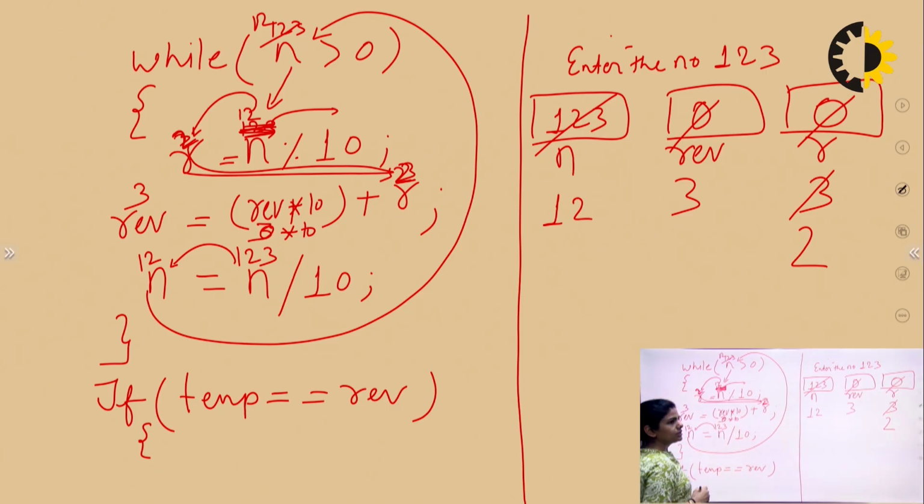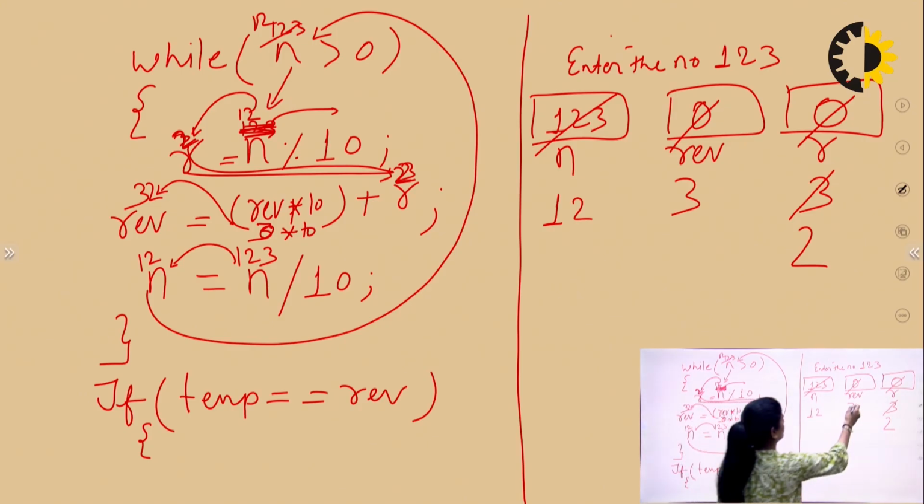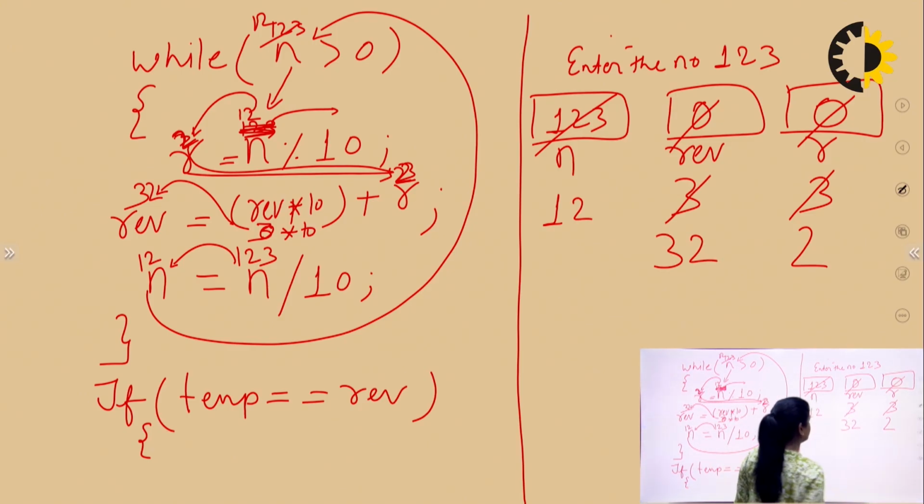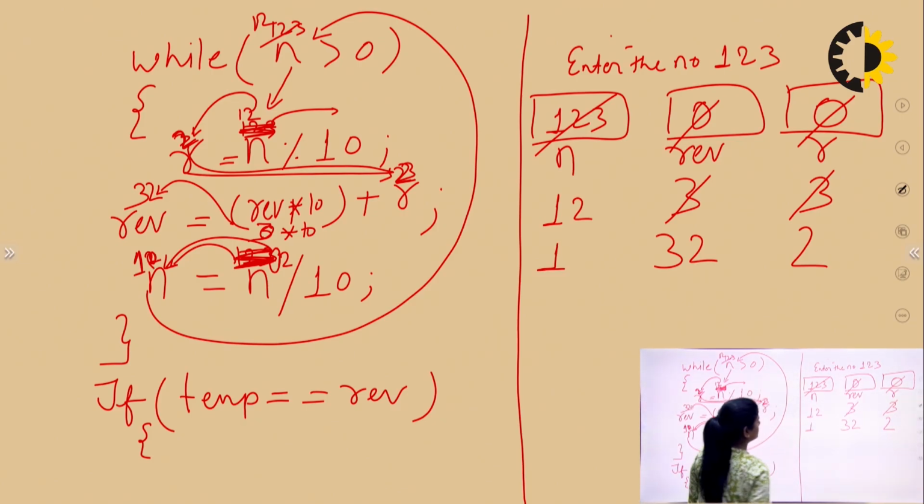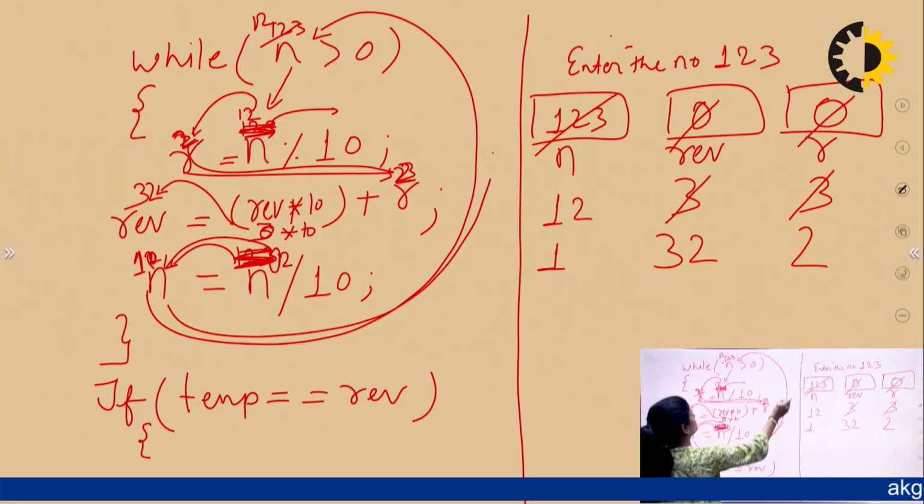Put it here 3. Multiply with 10. 3 multiply 10 is 30. 30 plus 2 is 32. Now your REV become 32. Okay. Now 3 is updated with 32. Now your N is 12. What is your N? Is 12. 12 divisible by 10 is 1. 1 come to the here is new N is 1. Now put it here and now this N go to the this one.